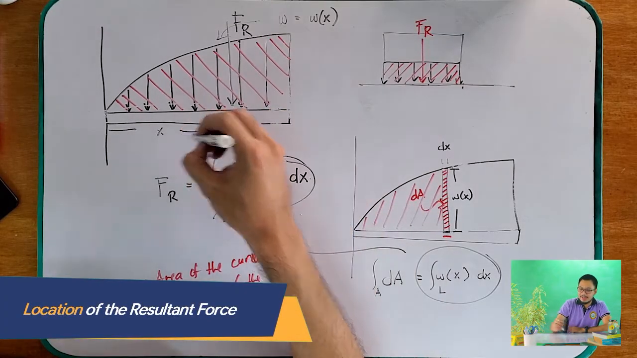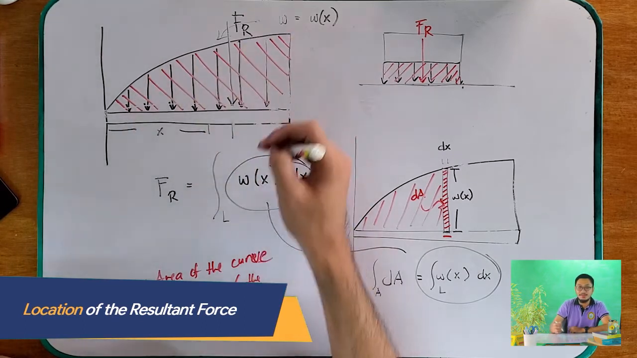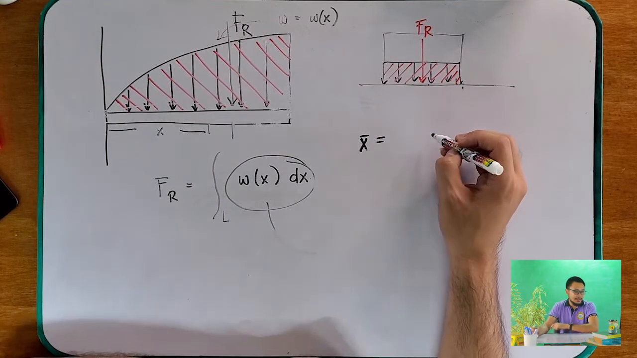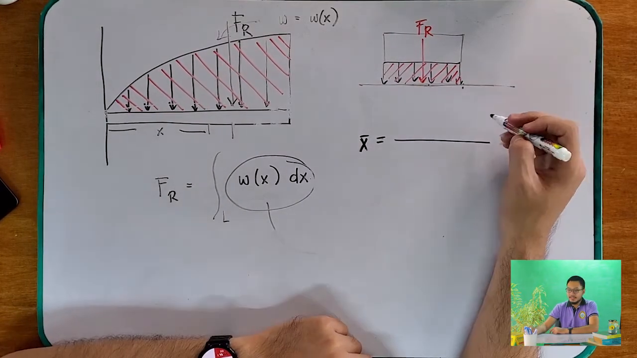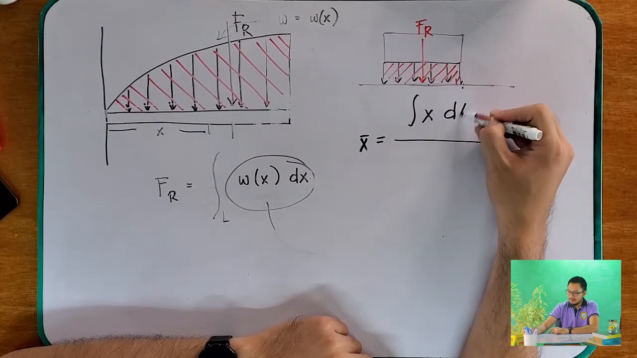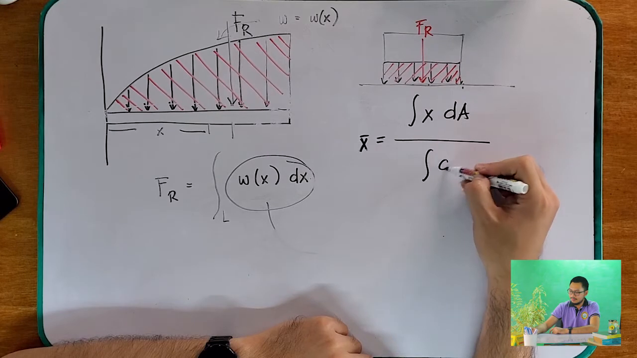We also have to determine at what location the resultant force is located from this curve in order for it to have the same effect as the distributed load. Okay? So, where is that? We have another equation, and that is what you call the x bar. And basically, your x bar only has a formula of the integral of x dA over the integral of dA.